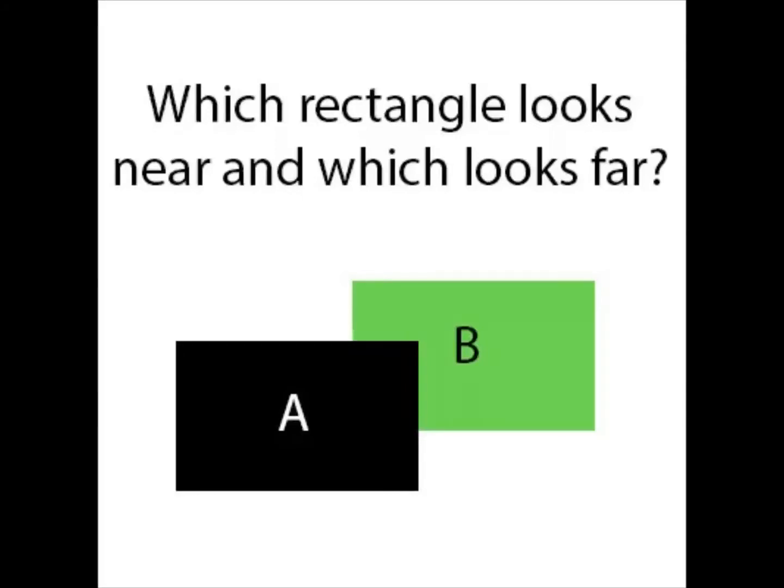Which rectangle looks near and which looks far? I think B looks far and A looks near because A is overlapping B. It's coming in front of it a little bit.